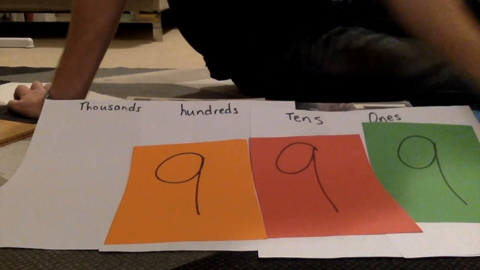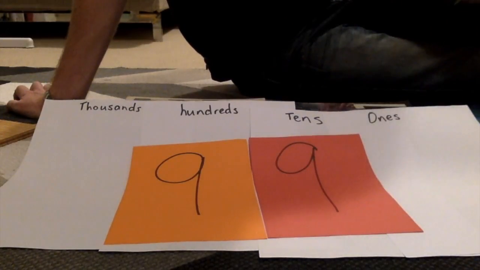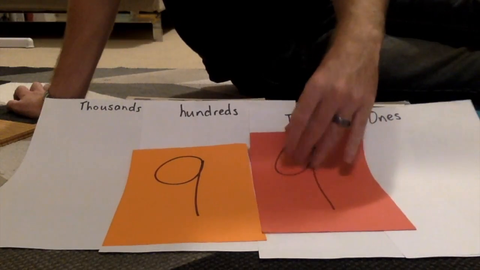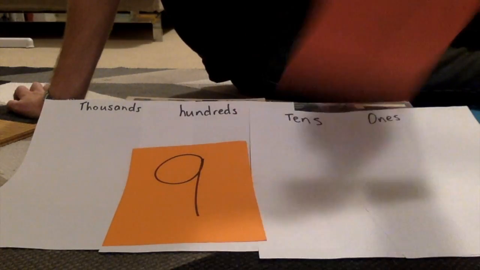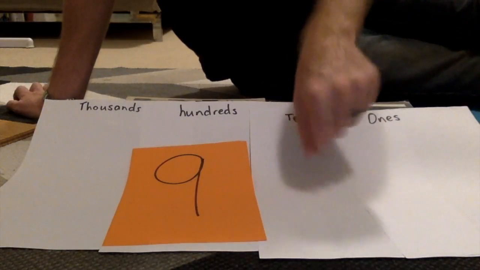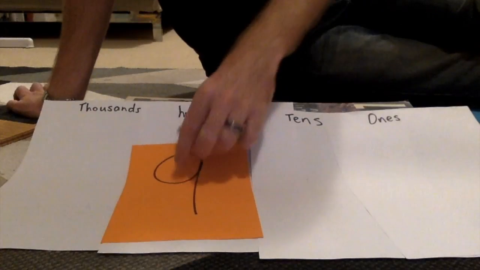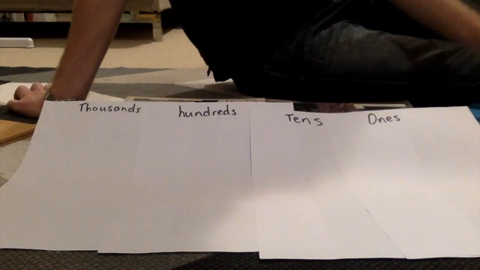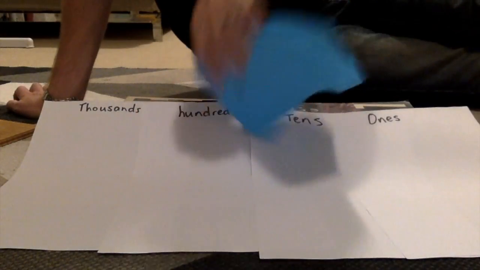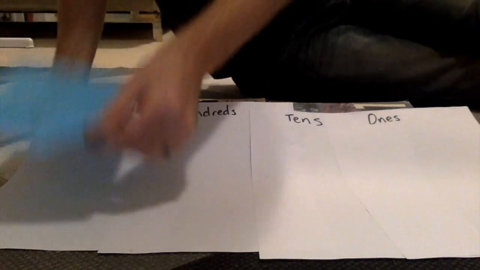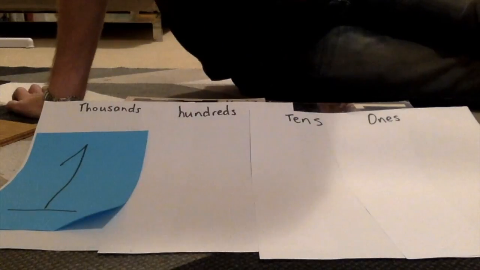I then wanted to add one more cube to it. So I've got to trade all 10 of my 1 blocks for another 10. But I've already got 9, so I've got to trade all these 9 longs for another 100, which means I've now got 10 hundreds. So what I need to do is trade my 10 hundreds for a 1,000 block. Now, I don't have a 1,000 block with me. I've got one at school.